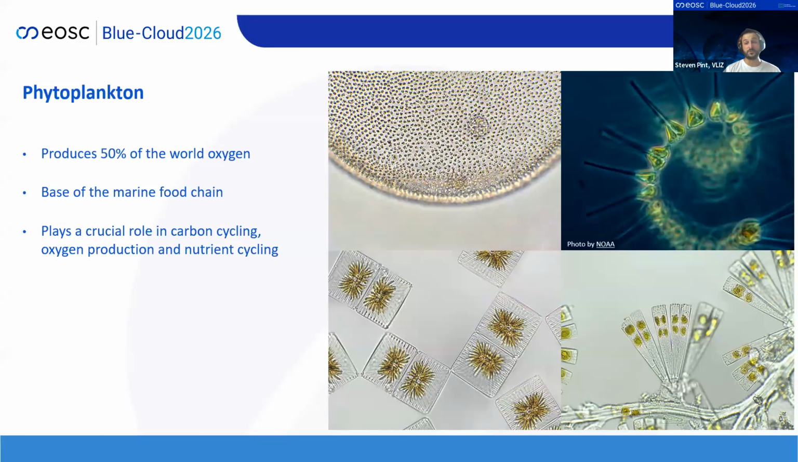Phytoplankton produces 50% of the world's oxygen. It's at the base of the food chain, so it actually supports the entire food web and the ecosystems. So any impacts on or changes in phytoplankton community dynamics will have a cascading effect throughout the food web. Further, phytoplankton also plays an important role in carbon cycling and nutrient cycling as well.